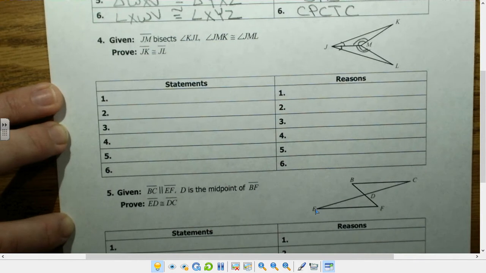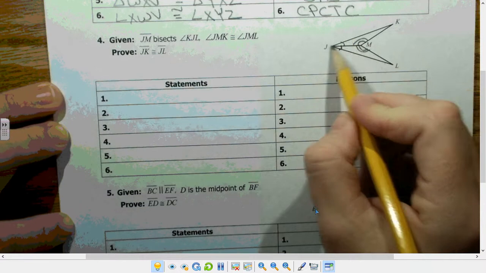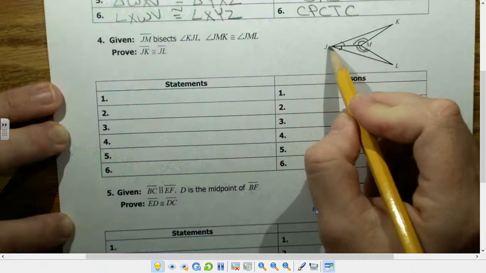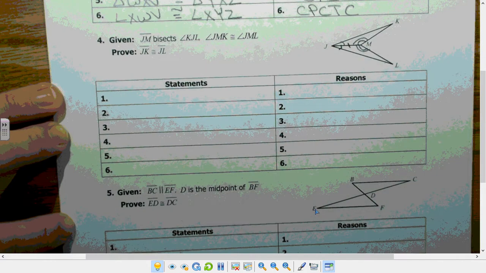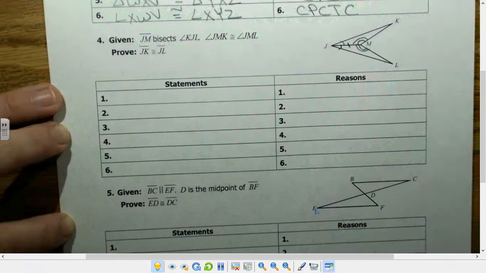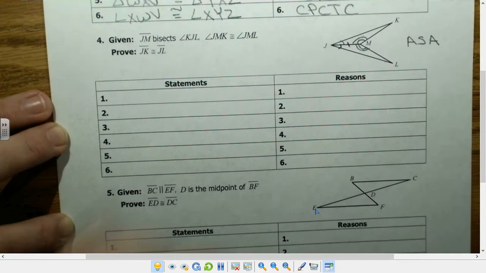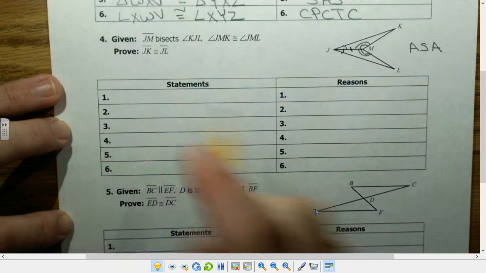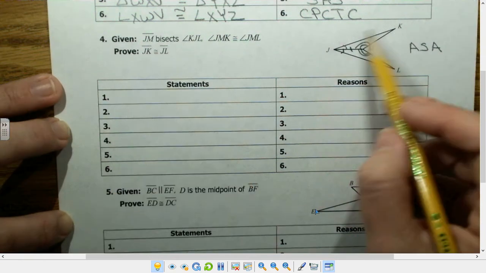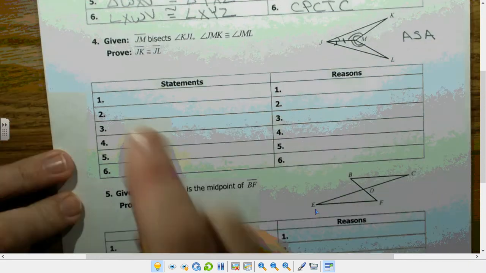And again, we need to look and see that these two segments right here, JM, are the same part of both triangles. So we can say that these two segments are equal to each other. So now we have angle, side, angle. So we know we can prove the triangles are congruent. Therefore, we can say that JK is congruent to JL because they're corresponding parts. But we have to work through our proof first.